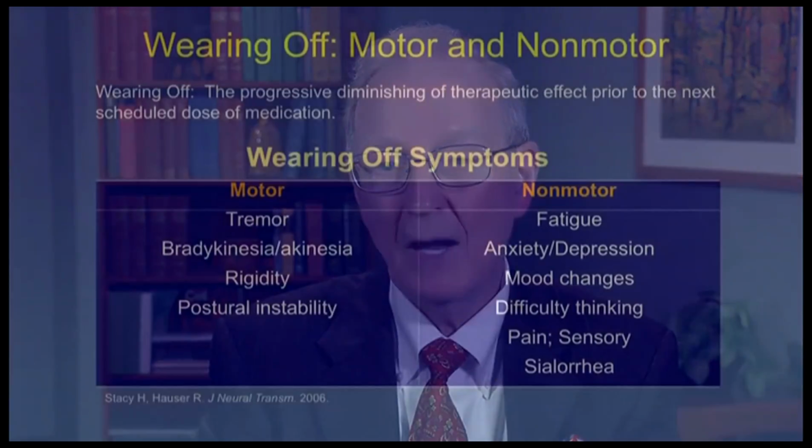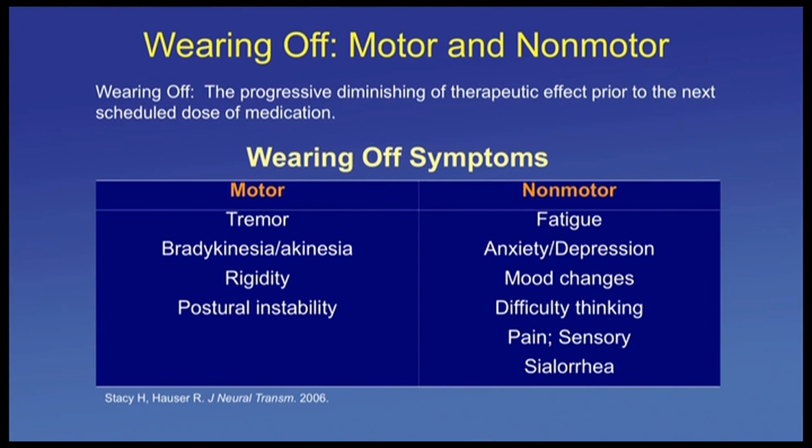The same is true for non-motor symptoms. Fatigue, anxiety, depression, mood changes, difficulty thinking, pain, and sialorrhea, excessive drooling, is often seen. We talked about sleep disturbances, very common. 98% of the patients probably have sleep disturbance. You can have difficulty with sleep initiation, maintenance. You can have periodic leg movements or jerking when you're asleep. We talked about REM behavior disorder, and many patients have excessive daytime sleepiness.